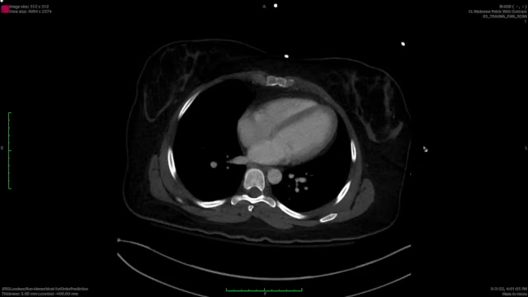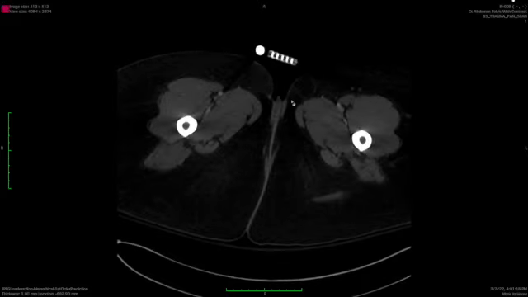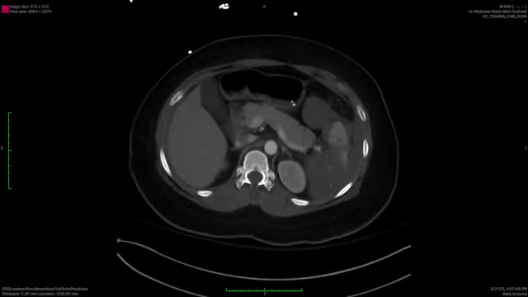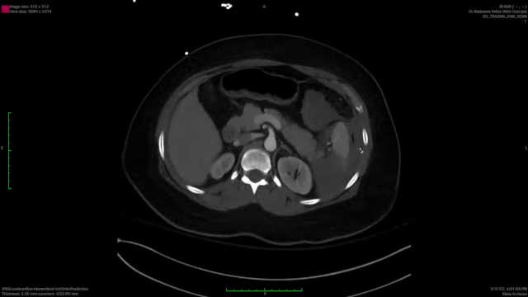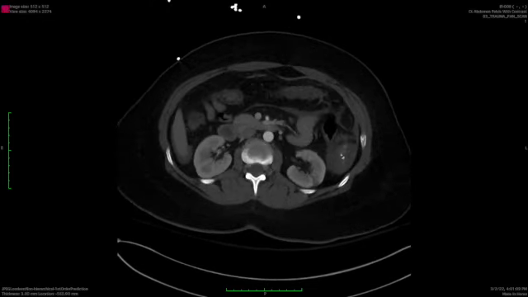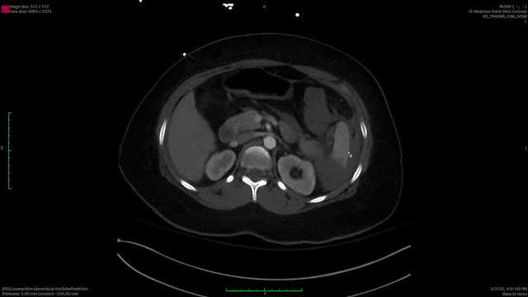They were concerned that the patient was bleeding, so they got a CT scan that was obtained in the arterial phase to look for bleeding. So that's how this initial scan comes to us. And as you can see, this left upper quadrant is markedly abnormal.